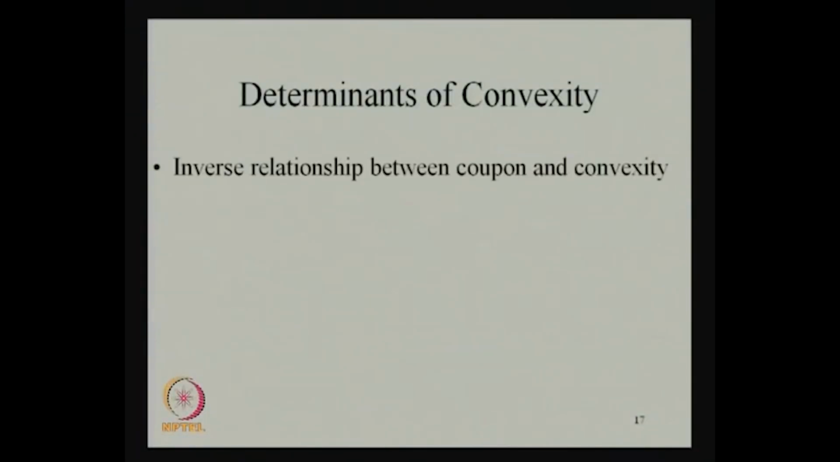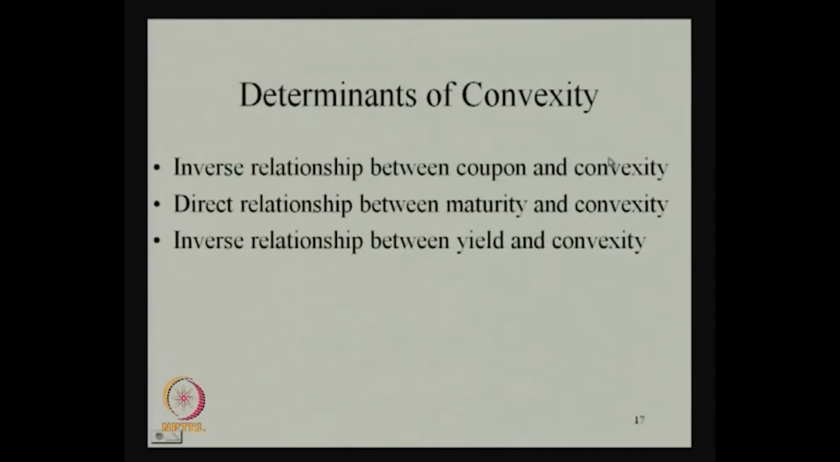So, which are the factors or determinants that measure this convexity? There is an inverse relationship between coupon and convexity, keeping your yield to maturity constant. There is a direct relationship between maturity and convexity, keeping your yield and coupon constant, and there is an inverse relationship between yield and convexity, keeping your coupon and maturity constant. What it means is that the price yield curve is more convex at its lower yield segment.